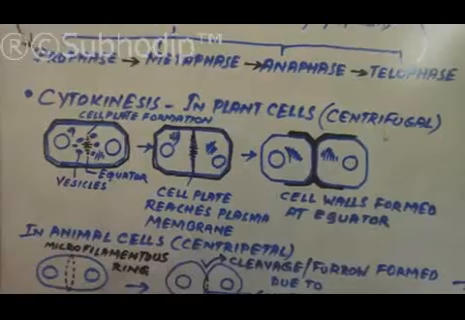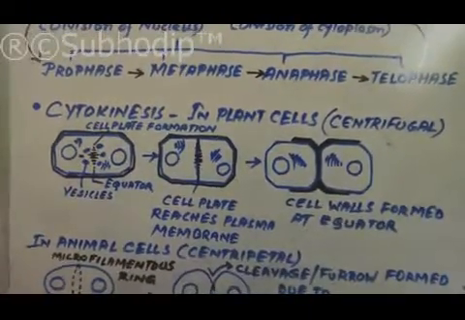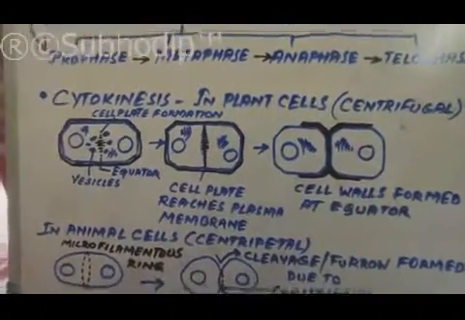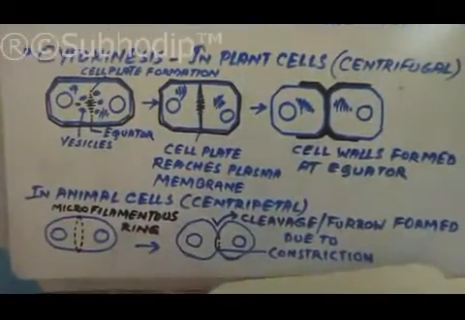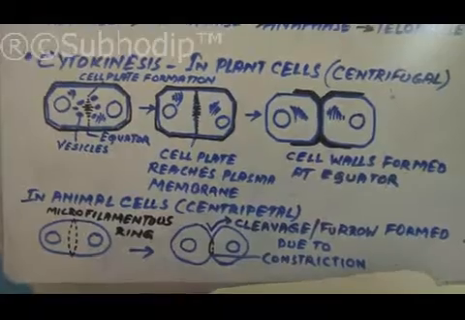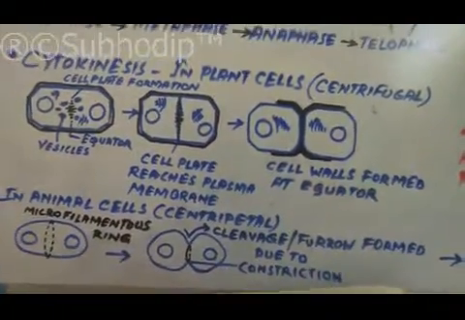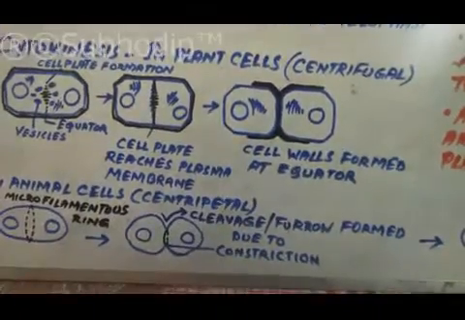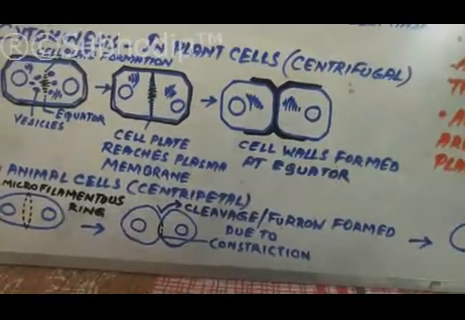In animal cells, a constriction, that is a cleavage or furrow, appears in the plasma membrane. You can see the microfilamentous ring which is being produced and resulting in the formation of the cleavage furrow due to restriction and constriction.